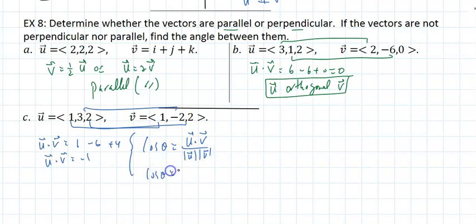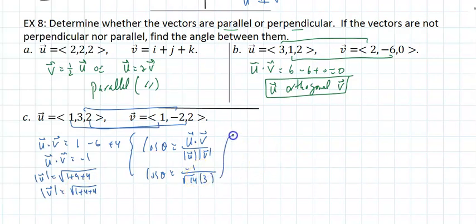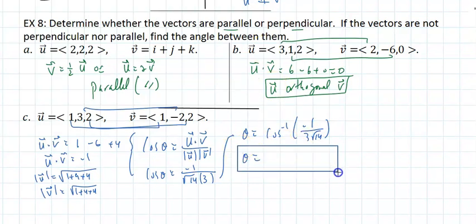So cosine of theta is negative 1 over the magnitude of U, which would be 1 plus 9 plus 4, that's radical 14, and the magnitude of V would be 1 plus 4 plus 4, that's 9, that's 3. So I could say theta equals the inverse cosine of negative 1 over 3 radical 14. And if I plug this in my calculator, I could figure out what that angle is. I'm going to do that on my calculator and come back. And the angle turns out to be 95.1 degrees.